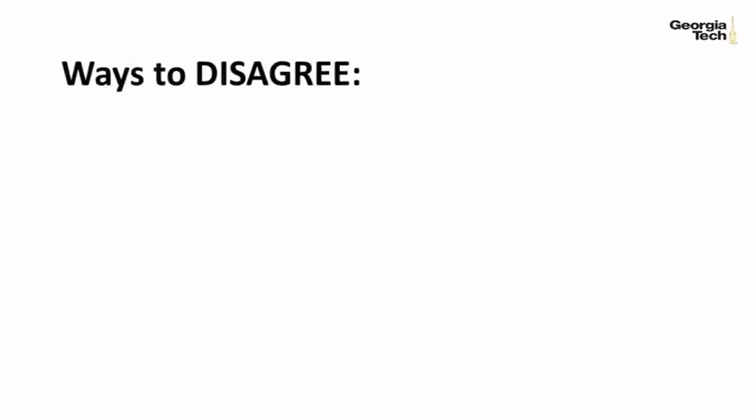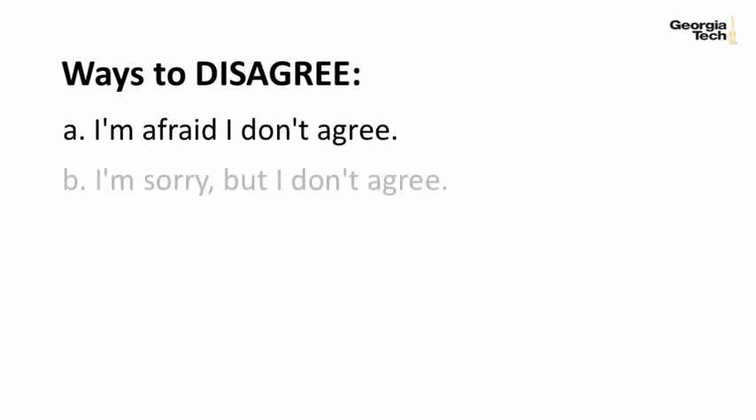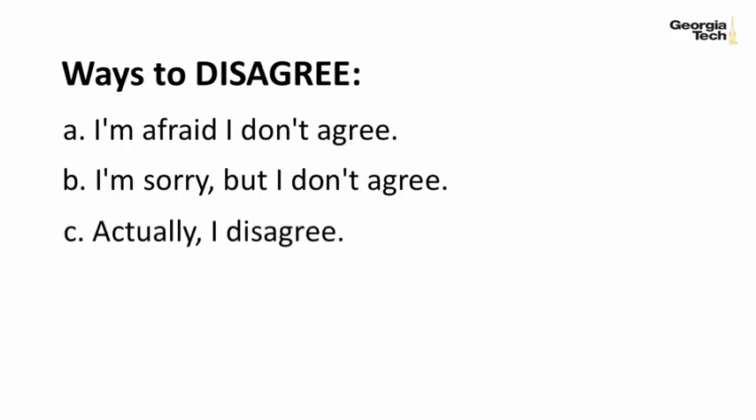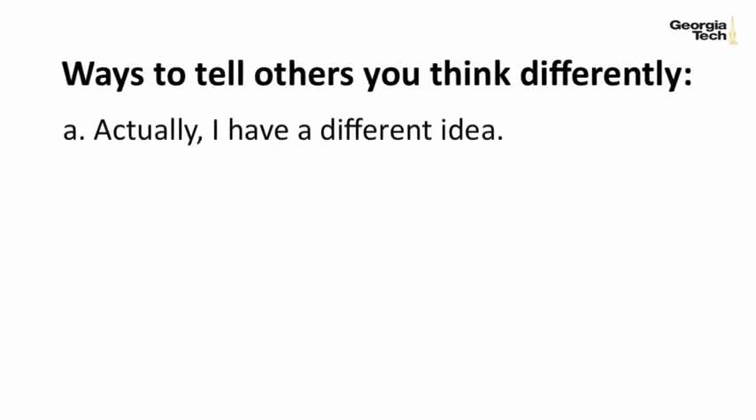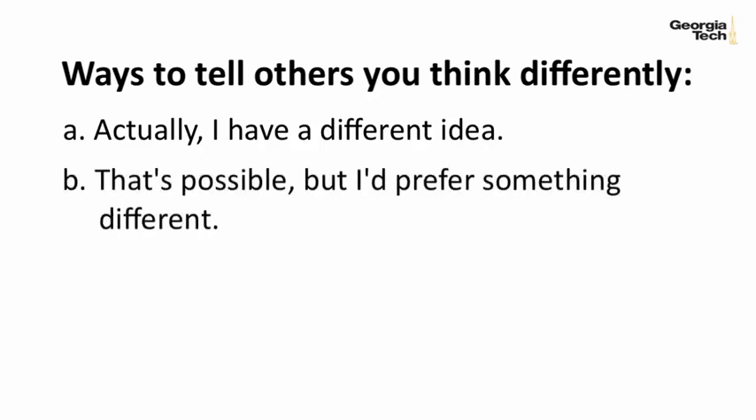You can say, I'm afraid I don't agree. I'm sorry, but I don't agree. Actually, I disagree. Or, if you want to let them know that what you have is different, you can say, actually, I have a different idea. That's possible, but I'd prefer something different.